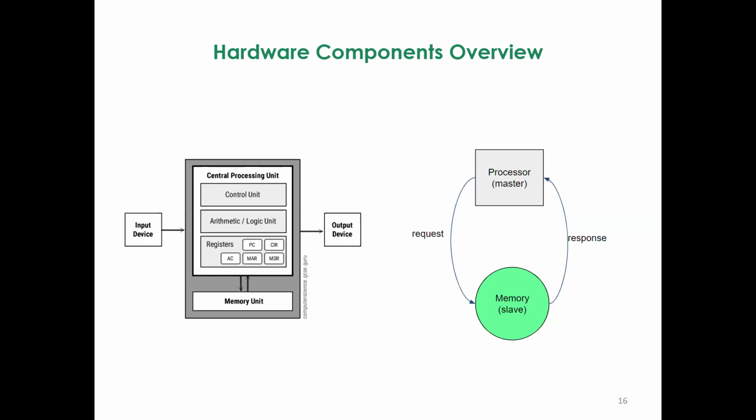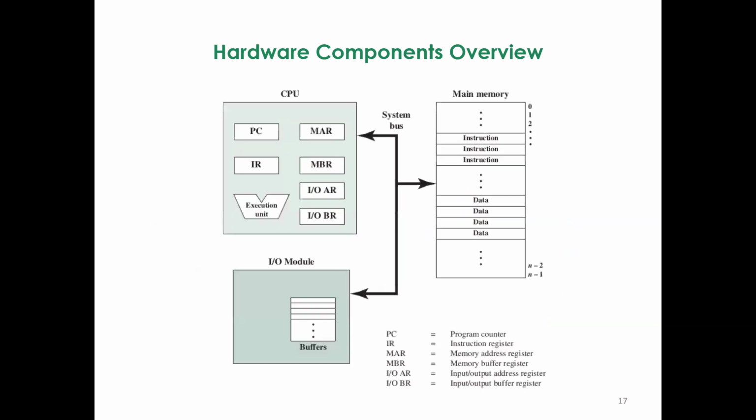So, guys, we have introduced the core structural components of the computing system, and even the behavioral details, right? How it works, of course, at a very high level, the processor being the master, the memory being the slave, right? So let's continue from where we left.